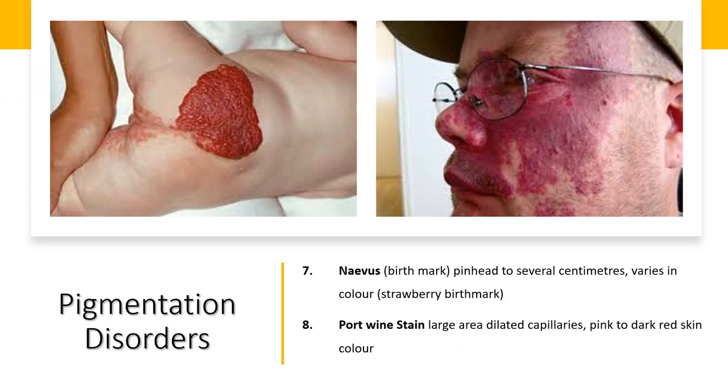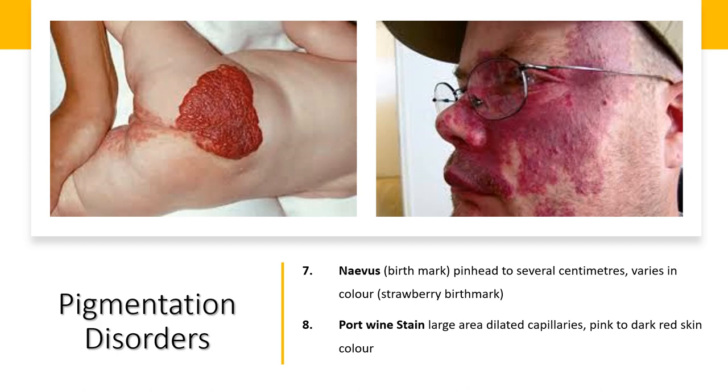Nevi are also a pigmented disorder, nevi and port wine stains. Now, nevi are birthmarks, and they're like a pinhead to several centimetres in width, and they vary in colour, but the most common one is a strawberry birthmark. This one that you can see here on the top picture is of a baby with a strawberry birthmark. That's quite a big one.